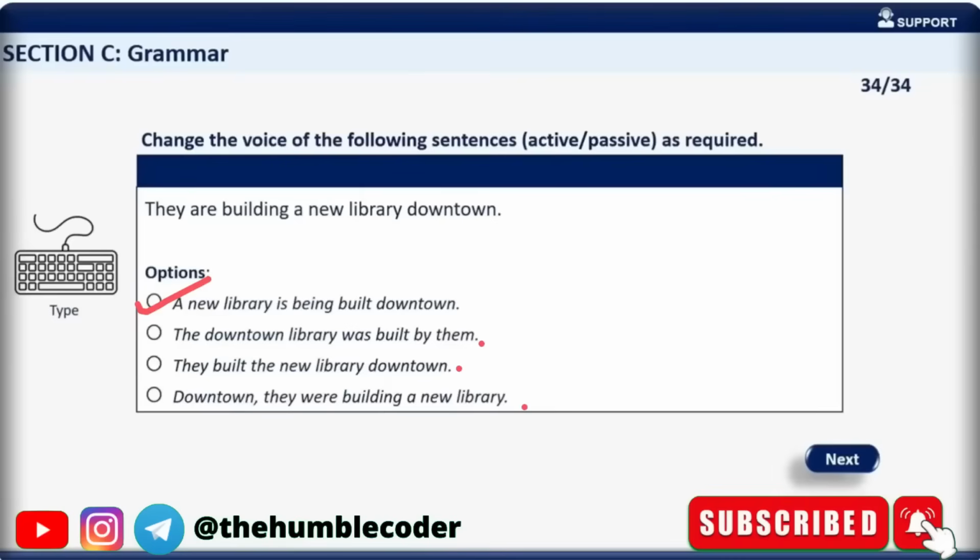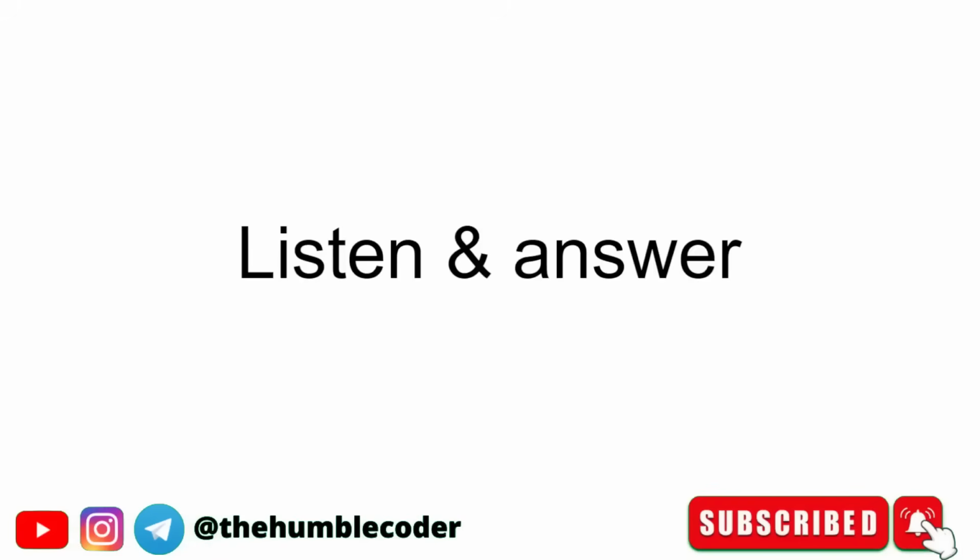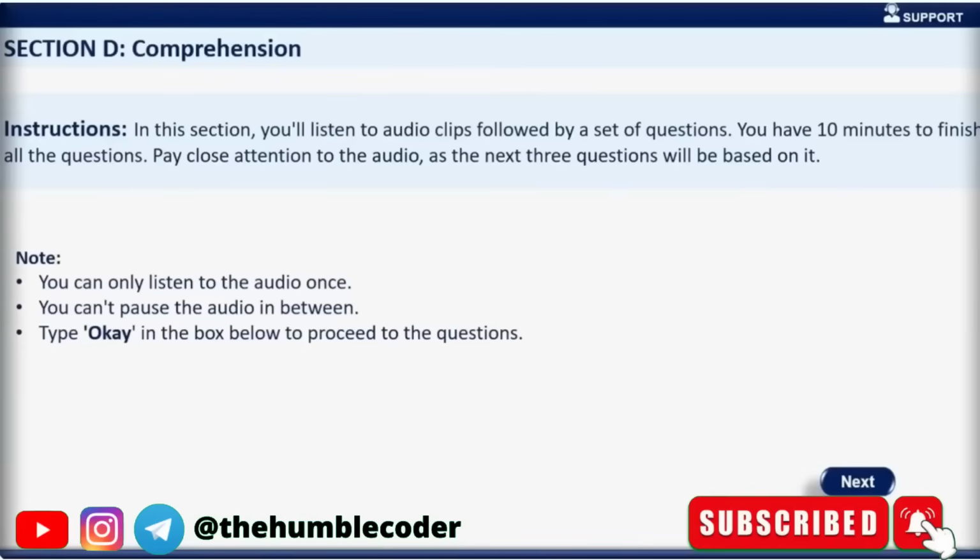Hope you have understood these types of questions. These are very important when it comes to communication assessment. Let's now move on to the next set of questions, which is going to be listen and answer. Okay, let's see the instructions before we attempt these questions. So the instruction is: in this section, you will listen to audio clips followed by a set of questions. You will have 10 minutes to finish all the questions.